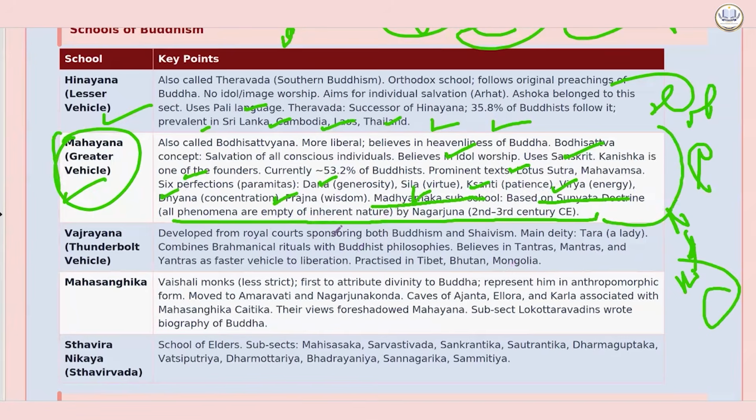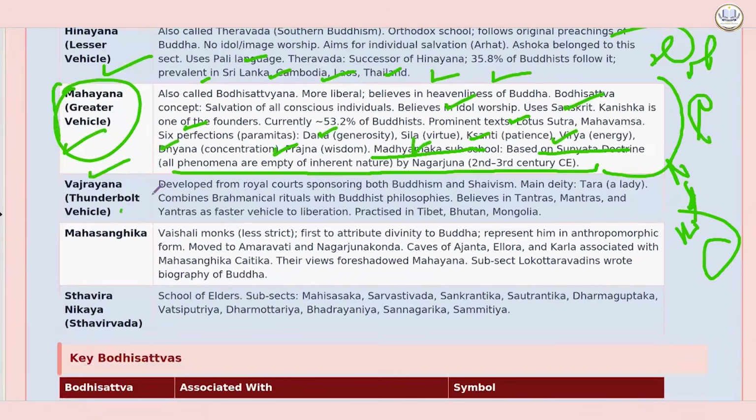Then we have Vajrayana, that is the thunderbolt vehicle, developed in royal courts sponsoring both Buddhism and Saivism. Main deity is Tara Devi, combining Brahmanical rituals with Buddhist philosophy, believes in tantras, mantras, and yantras as a faster vehicle to liberation, practiced in Tibet, Bhutan, and Mongolia. Then we have Mahasangika.